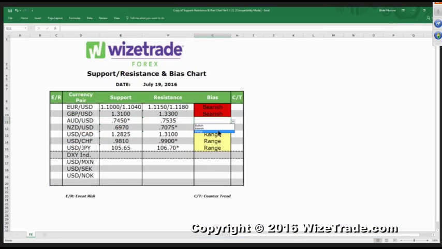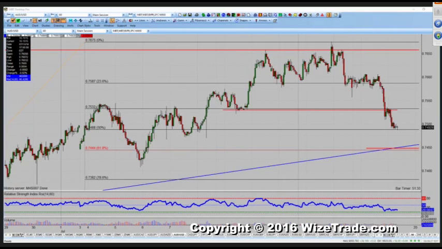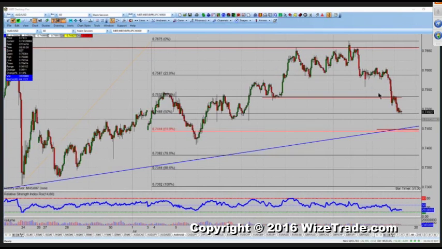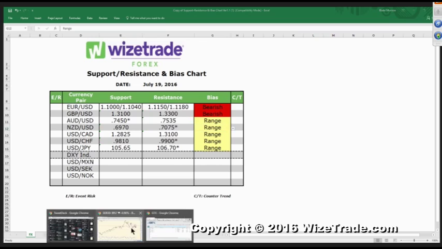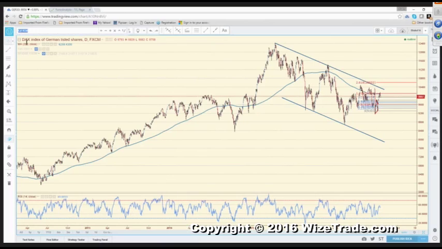All right. We are in a range coming down to trend line support here. So, you know what? I should probably put the Kiwi in a range. As bearish as I am on the Kiwi dollar, I think I'm a perma Kiwi bear, I still think we're in a range. All right, let's go into the dollar index.